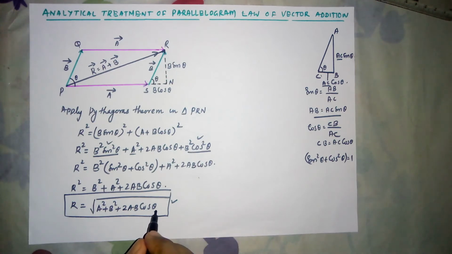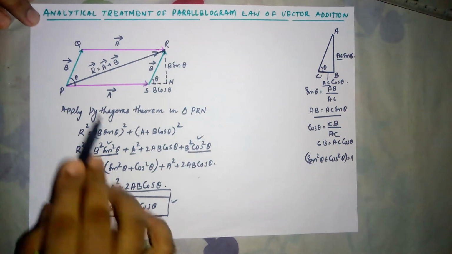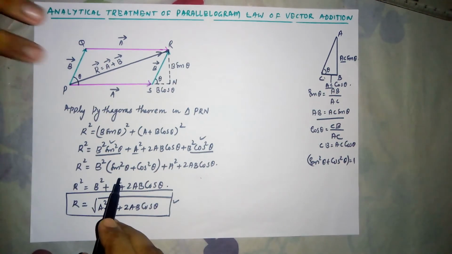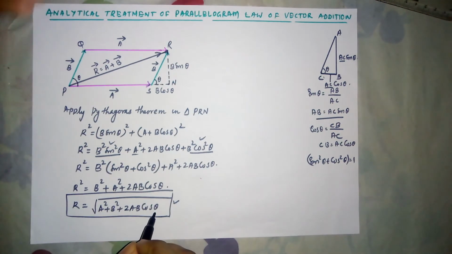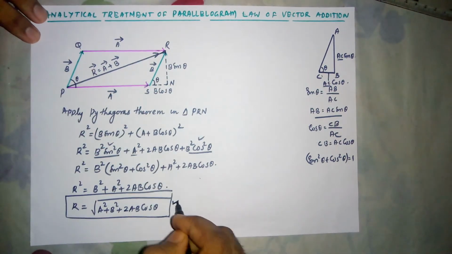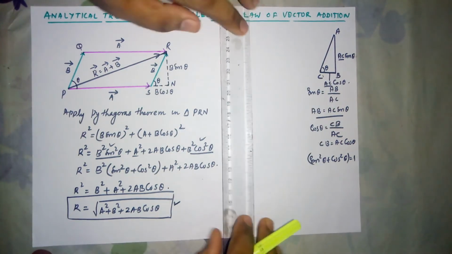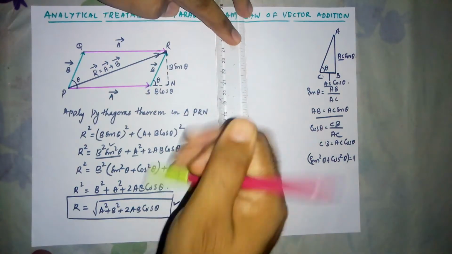What is theta? Theta is the angle between vector A and vector B. What is A? A is the magnitude of vector A. What is B? B is the magnitude of vector B. And theta, as I said, is the angle between vector A and vector B. So this will be the magnitude of the resultant. Now let us discuss the direction of the resultant. The direction of the resultant also can be calculated.